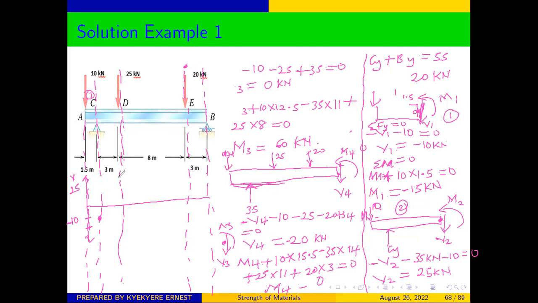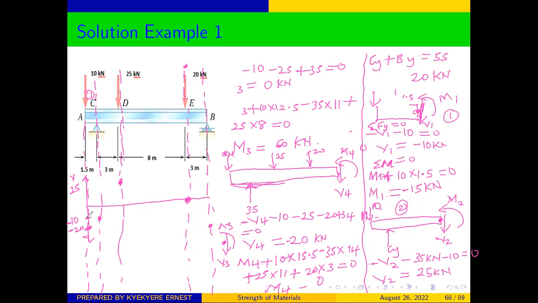So our 25 will be here on the second session. And in the third session, our shear force was 0. And in the last session, our shear force was -20. So -20 we can represent here on this as -20. And we indicate it here.